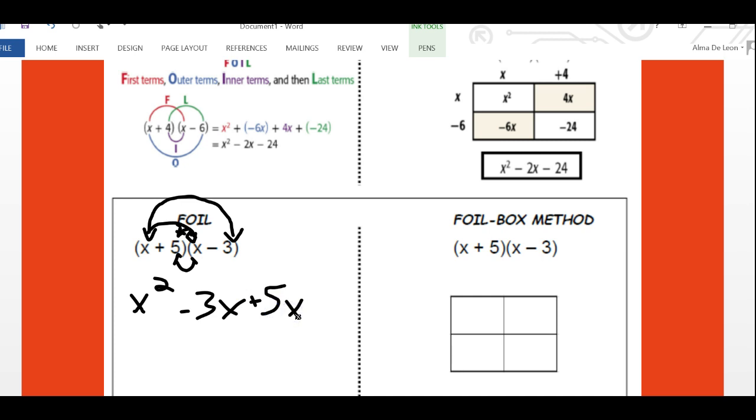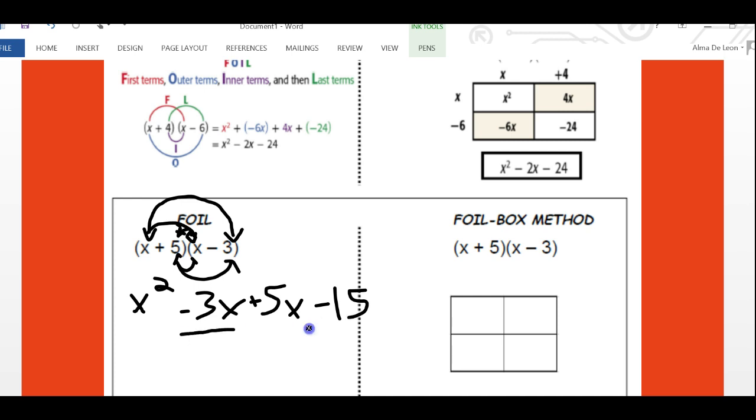And then last means you're going to multiply the last terms in your parentheses together. The last term in the first parentheses is 5, and the last term in the second parentheses is -3. 5 times -3 is -15. So I ended up with what I have written down, x squared minus 3x plus 5x minus 15.